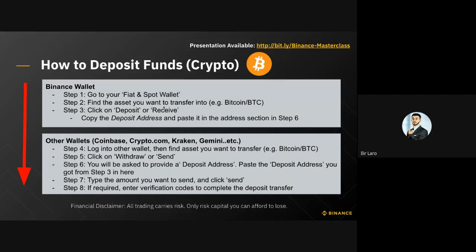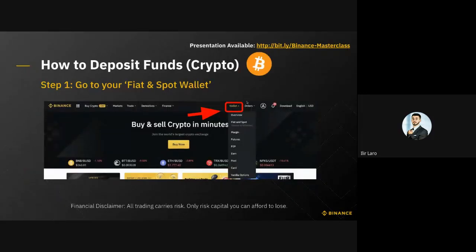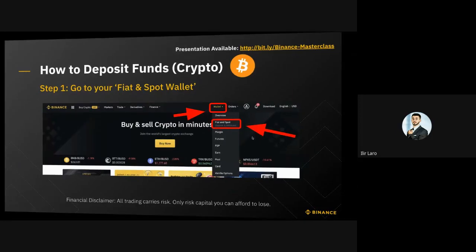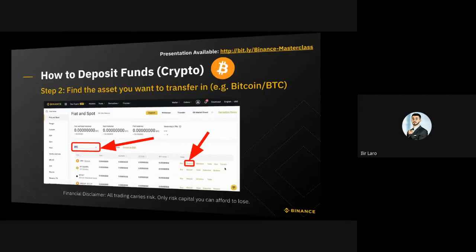Long story short, you have to go to your Binance Wallet, find out what your deposit address is, and then go to the other wallet and initiate that process of transferring. So in short, you go to your fiat and spot wallet by hovering over wallet at the top navigation bar, click on fiat spot, type in the asset that you want to transfer in. So for this case, we want to do Bitcoin. So you type in BTC or Bitcoin. You can see here Bitcoin is right there. You click on deposit, that's next to it.